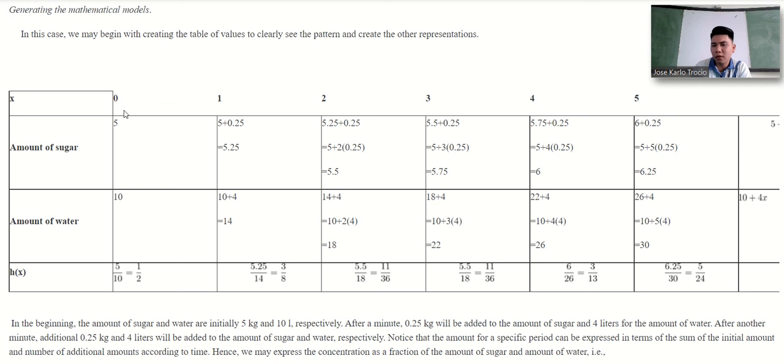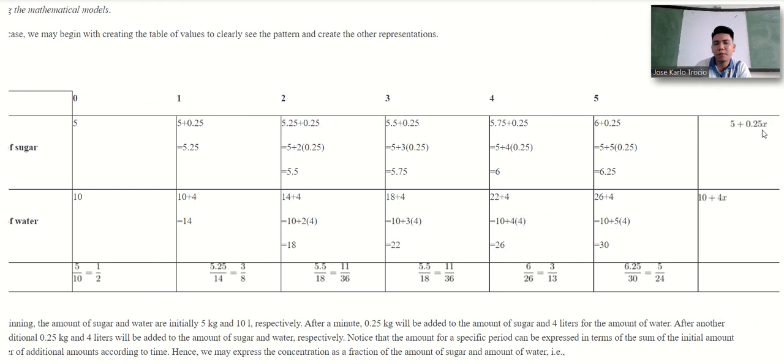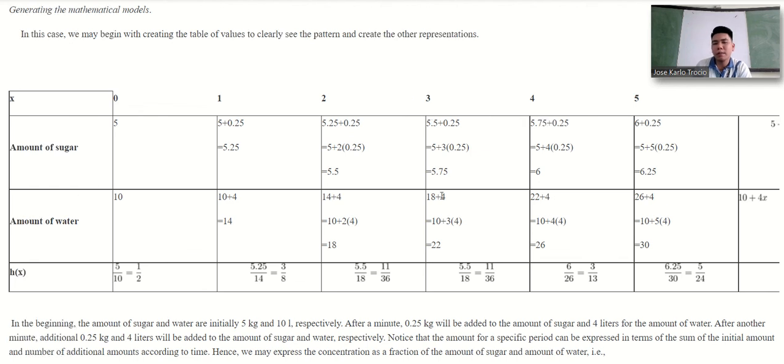We started with 0. Use the function: 5 plus 0.25 times 1. So 5 plus 0.25 times 1 is 5.25, just adding. Next, 5 plus 0.25 times 2, you will have 5.5, and so on. The same process with the water. 10 plus 4 times 1, since it is only 1 minute, you can have that one. And also here, here, and here, you will have the answer.